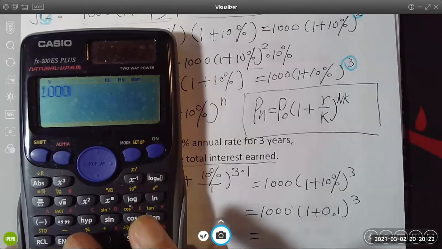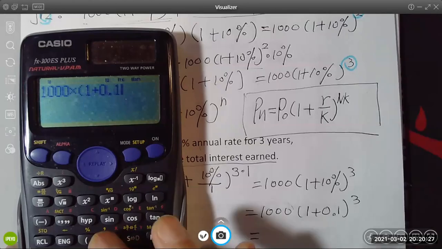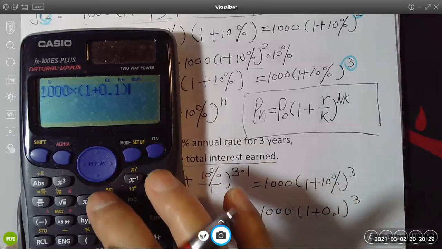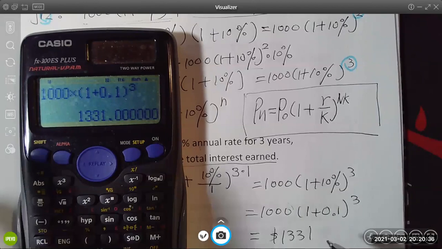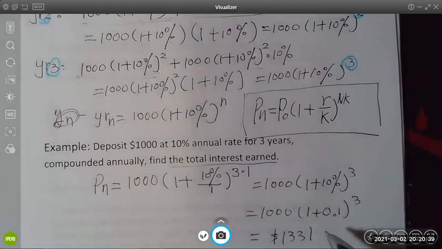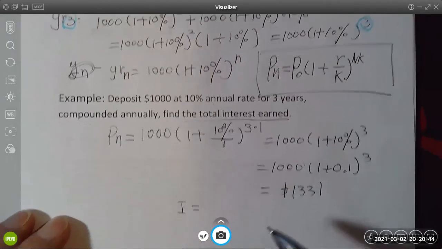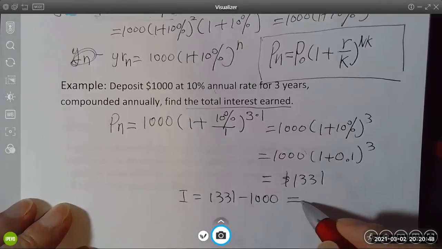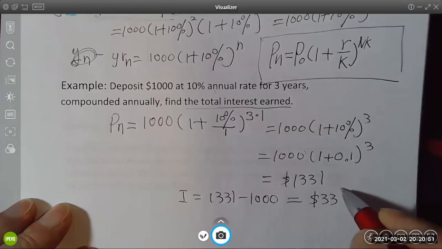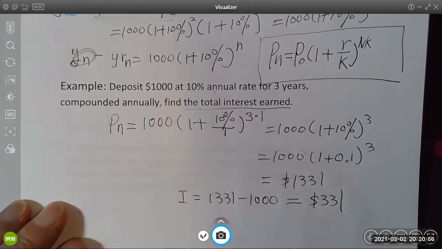So this equals, let's just demonstrate how to do that. 1000 times 1 plus 0.1 to the power of 3. 1331. And this is what we expected, right? Now, what is the total interest? We know what to do. Total account value, subtract the original deposit, the initial deposit, that's 331. That's way faster, right? We get the same answer.